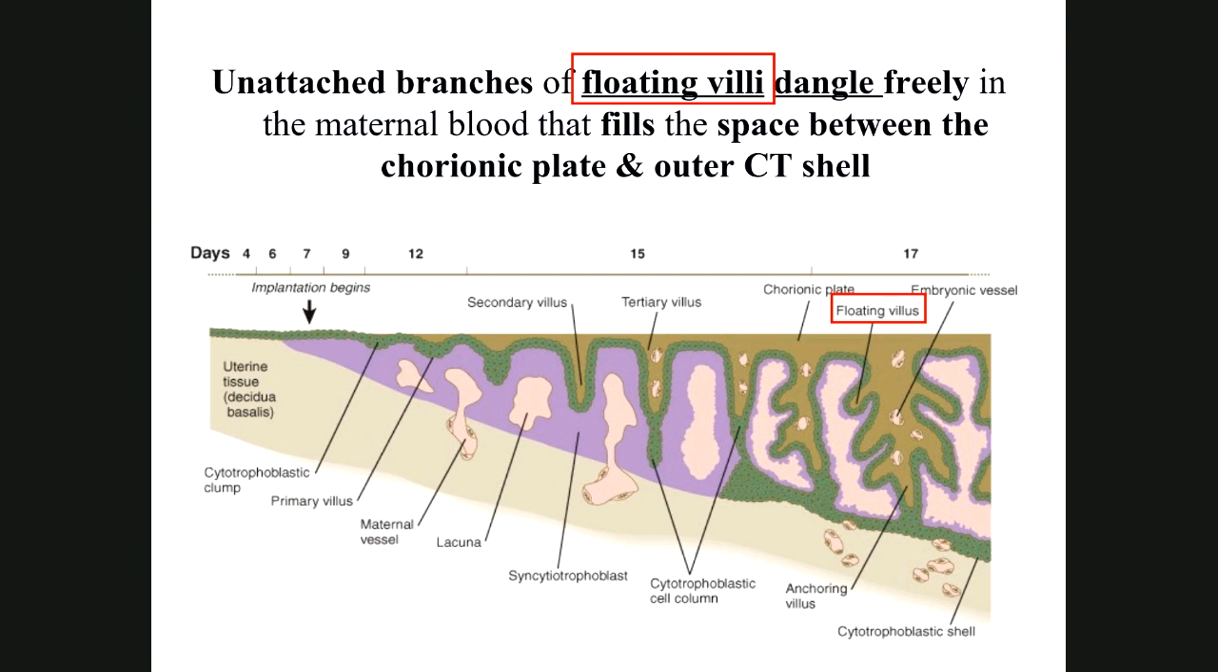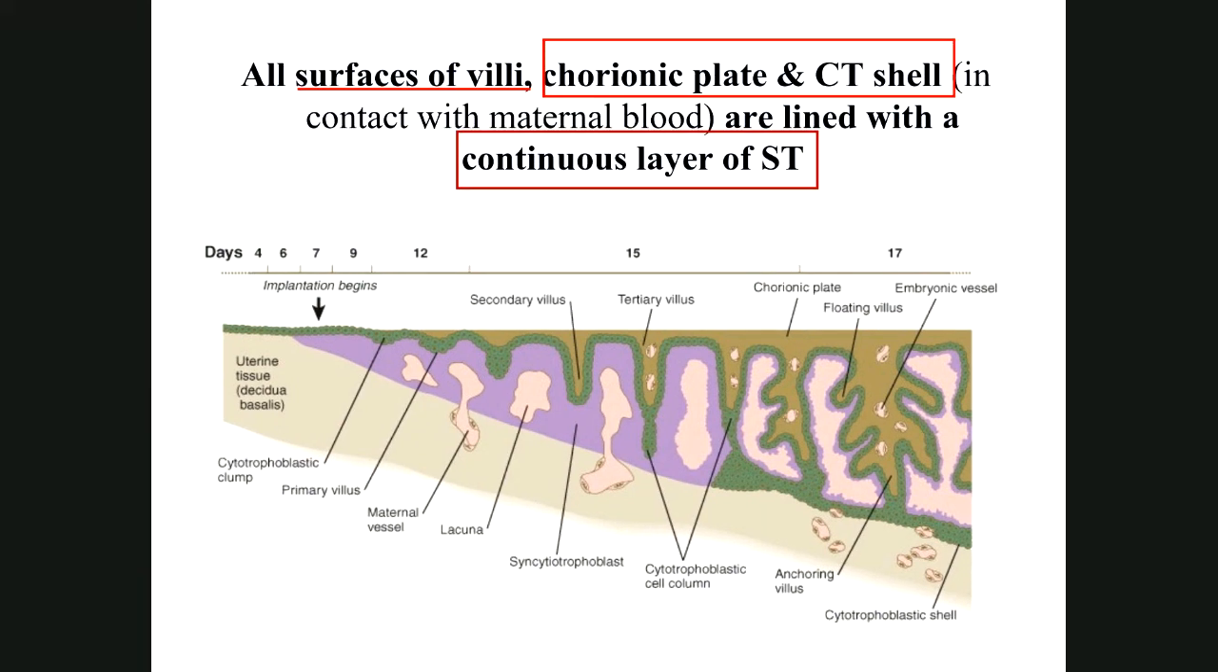Unattached branches, which are called floating villi, you saw those dangling freely in the maternal blood that fills the space between the chorionic plate and the outer cytotrophoblastic shell, which is the intervillous space. Done? Right. And now all the surfaces of the villi, the chorionic plate, the cytotrophoblastic shell in contact with the maternal blood are lined with a continuous layer of, you can see in the diagram, they're continuously lined by the syncytiotrophoblast.